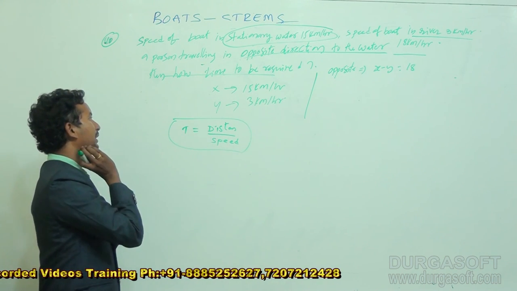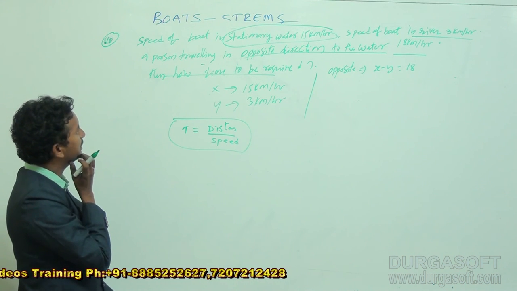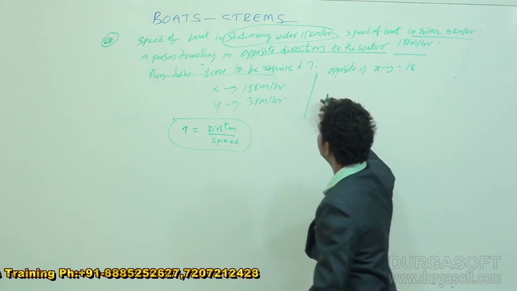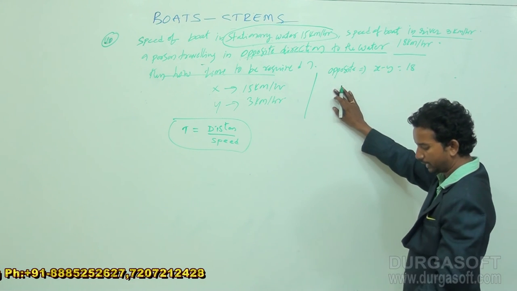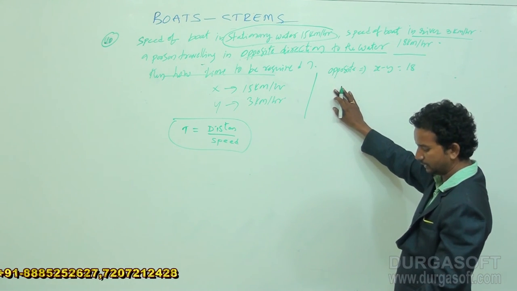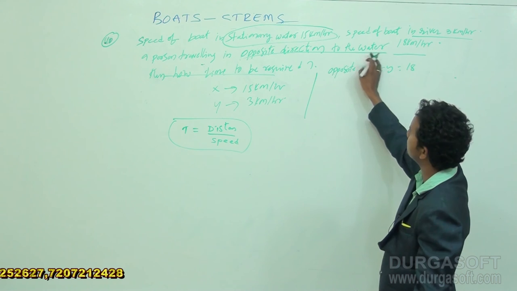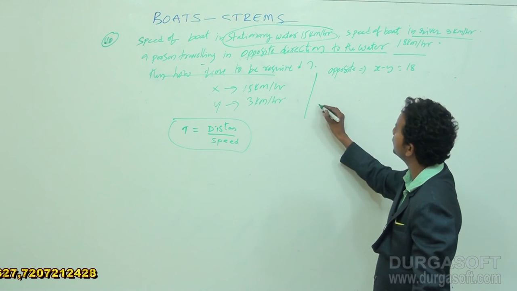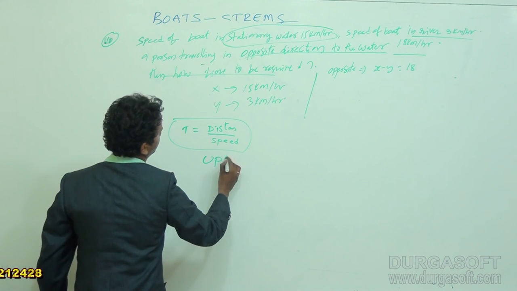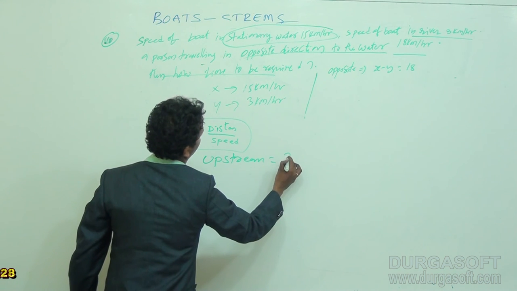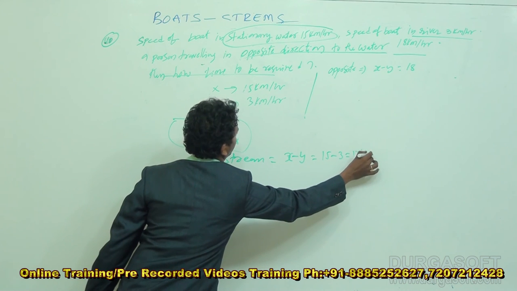How much time? Now first you find out the distance here. How much distance have you covered? Now you find out the distance first. Again, what is given here? Downstream is equal to, first find out, this one is against the stream, this is also against the stream. You find out opposite. Now upstream is equal to x minus y, which is 15 minus 3 is equal to 12 kilometer per hour.